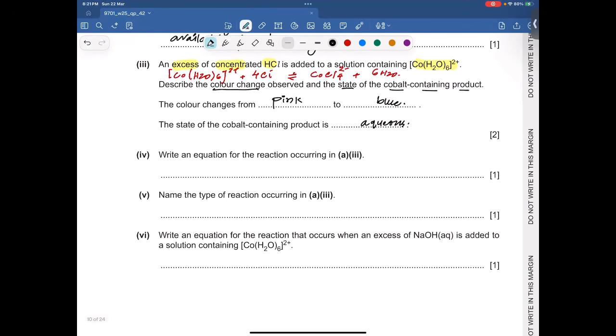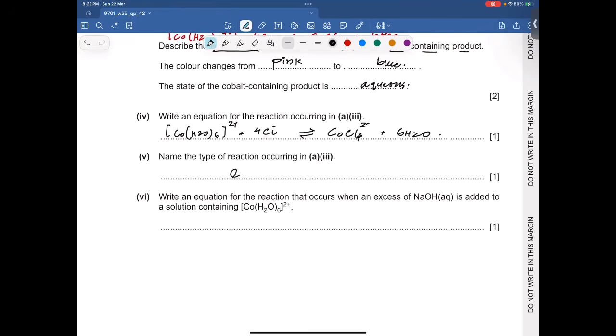Write an equation for the reaction. Oh, I need to write this equation again. Okay, not an issue. It's a reversible reaction. Name the type of reaction. Ligand substitution reaction, also called ligand exchange reaction.